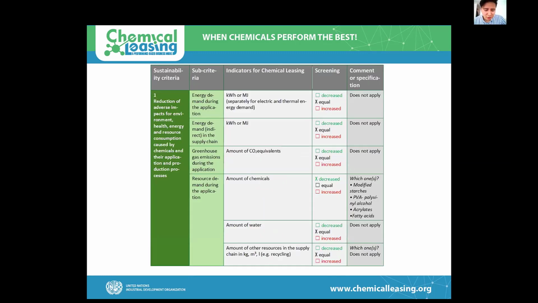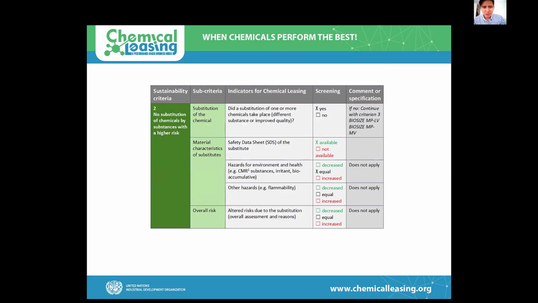Also, we found that many times while implementing chemical leasing, there is a positive impact on the consumption of energy. So you can have more efficient processes, and usually more efficient processes mean that you will have more energy efficient processes. So you just need to check and report, and in the comment sections, you can include the amount reduced. Now, in the next slide, you will see regarding the substitution of chemicals.